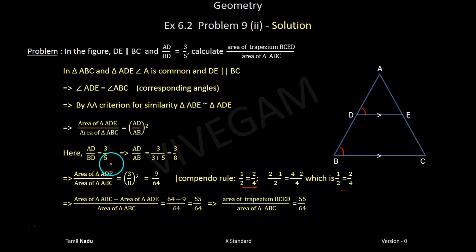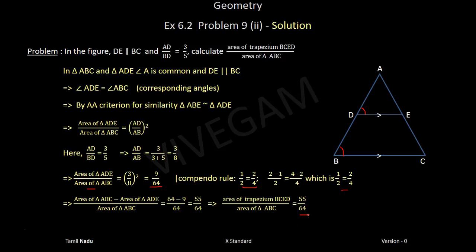So going by that, what will happen? Now you have to take this fraction equal to this fraction. So apply that rule. Area of triangle ABC minus area of triangle ADE, correct? That's what I wrote in the numerator, divided by area of triangle ABC. Now what will it be equal to? Denominator, what did we do? Denominator minus numerator divided by denominator. Applying the same here, you will get (64 minus 9)/64. So that is 55/64. Therefore, area of the trapezium divided by area of triangle ABC is 55/64.